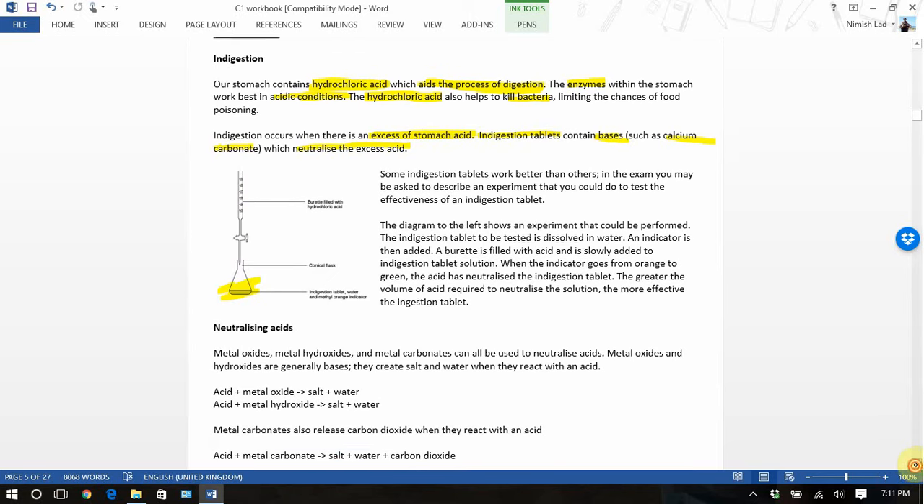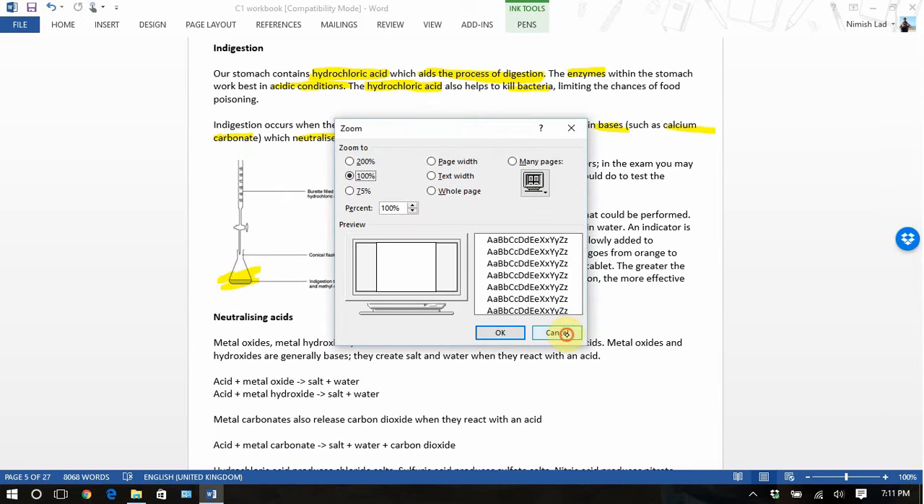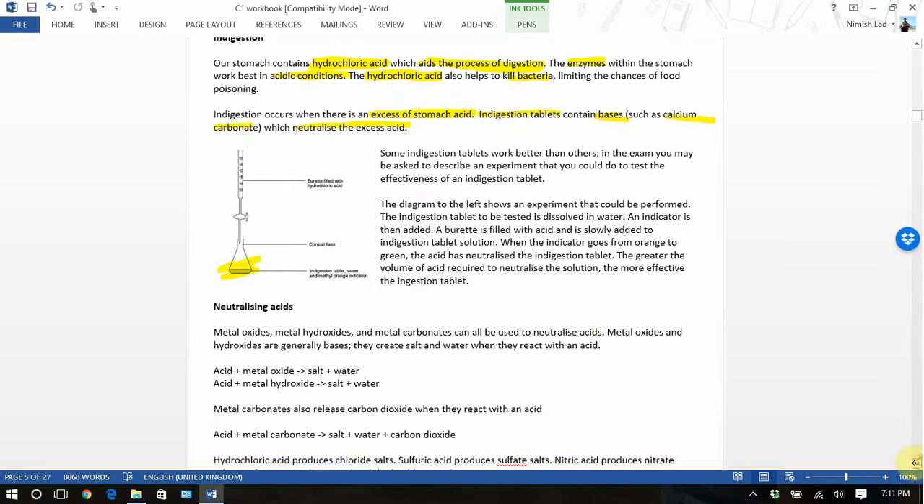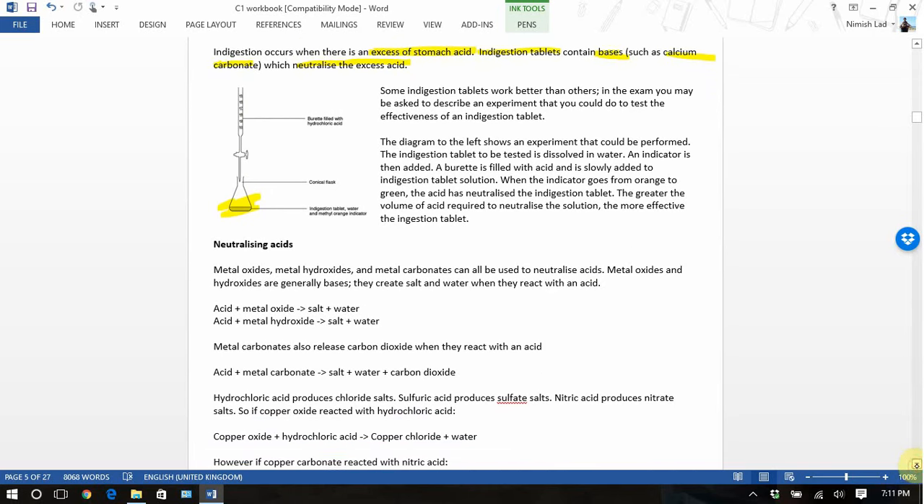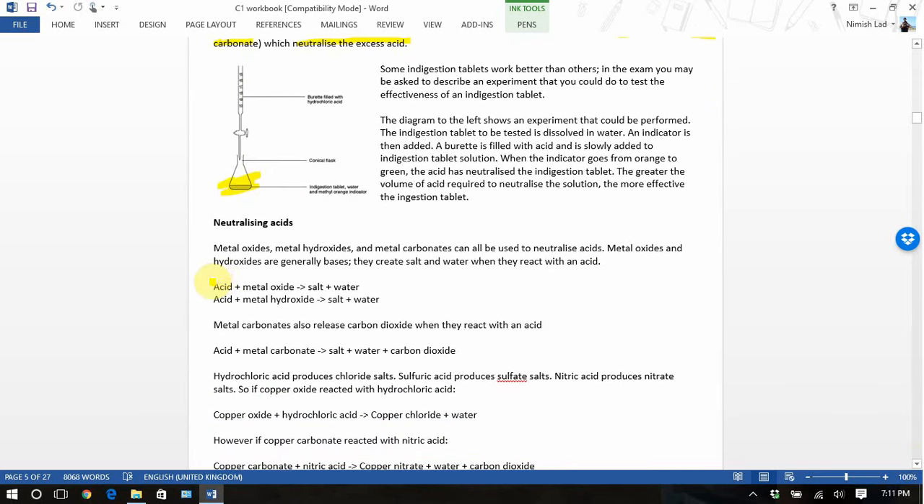So when we actually neutralise acids, what are we actually doing? Well, we're creating something called a salt. Any neutralisation reaction involves an acid and a base. So there are three types of bases that you need to know about. There's metal oxides, hydroxides, and carbonates. With an acid to a metal oxide, you get salt and water. And an acid to a metal hydroxide, you also get salt and water. But if you have an acid to a metal carbonate, you get salt, water, and carbon dioxide.